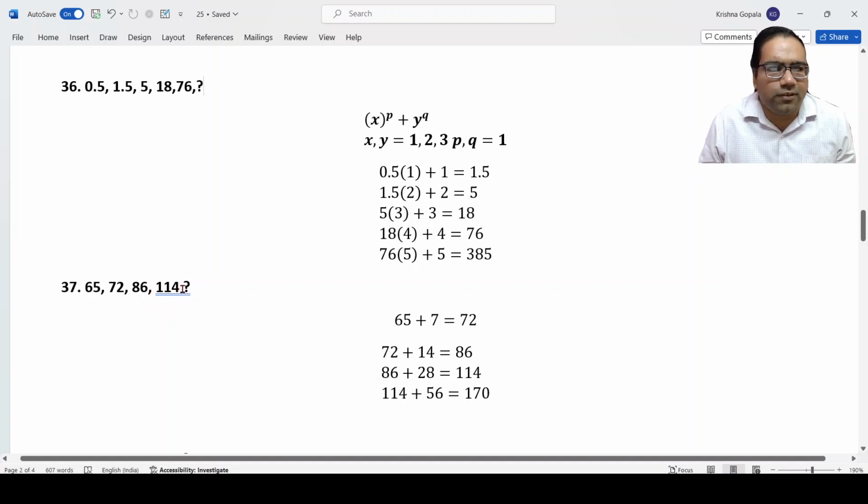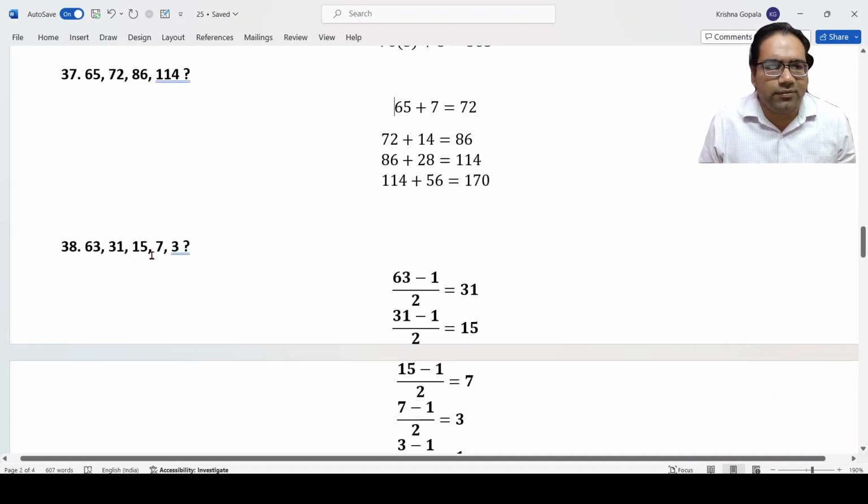Similarly, 114 minus 86 is 28. So 7, 14, 28. It is going in this direction. 7 into 2 is 14, 14 into 2 is 28, 28 into 2 is 56. So whatever number that is being added is actually a multiple of 7. 65 plus 7 is 72, 72 plus 14 is 86, 86 plus 28 is 114, and the next number to be added should be 28 into 2, that is 7 into 8. 114 plus 56 is equal to 170. 170 would be the correct answer. This is also an easy problem. These problems we should not take more than 30 seconds.